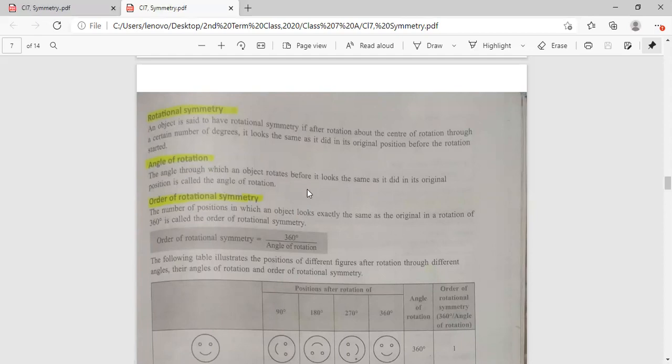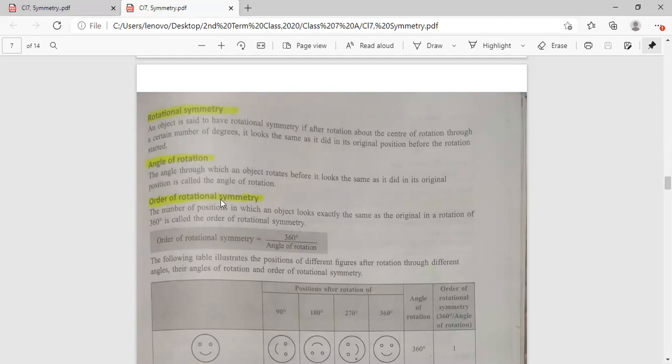So the angular rotation: suppose it looks the same at 90 degree, and then even at 180 degree. Like for example, a square. When you rotate 90 degree, it will look the same, even for 180, even for 270, even for 360. So angular rotation is called 90 degree. First time when it turned 90 degree, it looked exactly the same. Again at 180, it looked exactly the same. So then we say angular rotation is 90 degree.